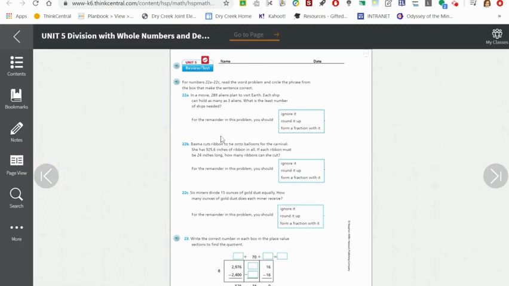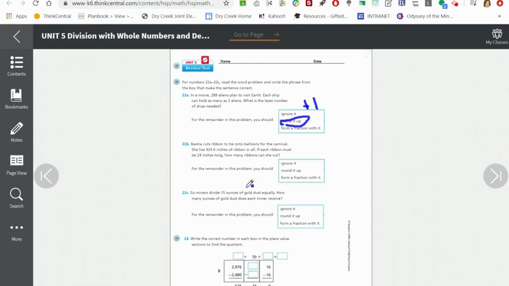So in the first one, 22A, it says in a movie, 289 aliens plan to visit Earth. Each ship can hold as many as 3 aliens. What's the least number of ships needed? So for the remainder in this problem, we should round up, or as I've taught you, add one more because we can't leave people behind, okay? Or in this case, aliens behind.